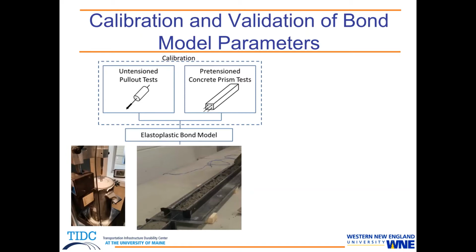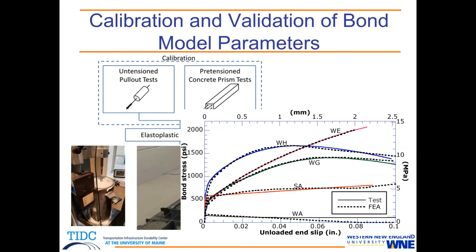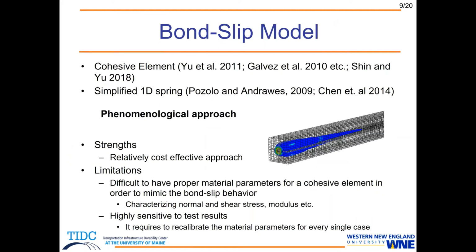So over the years with the FRA and the Volpe Center, we developed this cohesive element which can mimic the bond slip behaviors. So we use the cohesive element with the user-defined material constitutive model. So we can mimic some of the different bond slip patterns due to the different indentations, but it has downside. So this model is phenomenological approach.